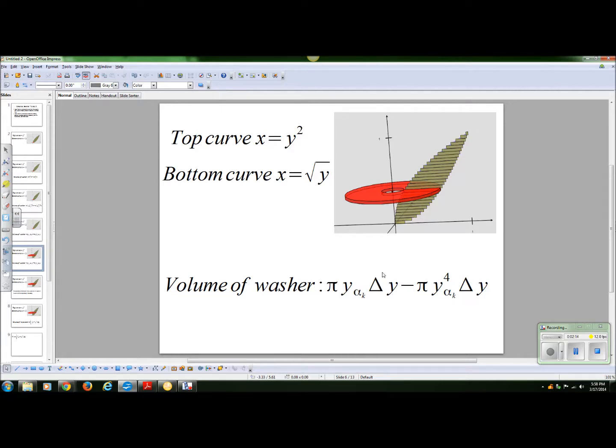We can see that this relationship is going to remain for any washer that we look at. Like, let's say we're not looking at alpha 1 down at the bottom here as a y value, but we're looking at y alpha k, some y value farther up the y-axis. Well, that generates a bigger washer. But the idea is the same, right? We look at the curve generated by the square root of y out here and get this value from it as a radius. And then we look at our inner curve generated by the y squared curve to get this inner radius.